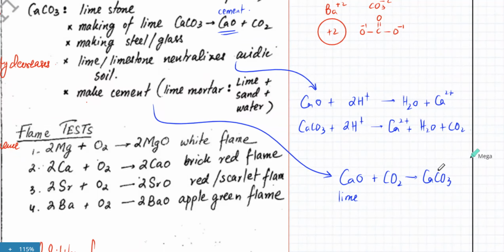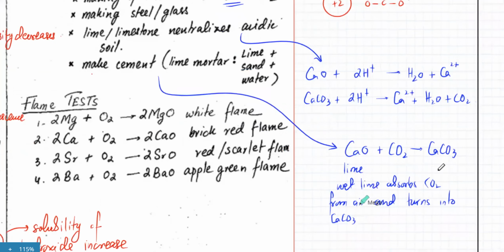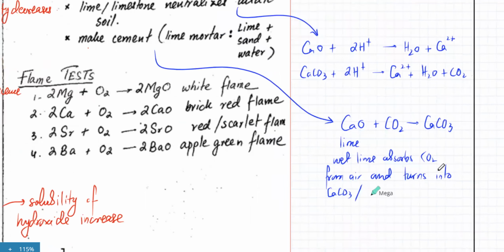So this is how cement sets, that it absorbs. Basically, wet lime absorbs CO2 from air and turns into CaCO3, which is concrete. And CaCO3 is your strong substance that is formed at the end.